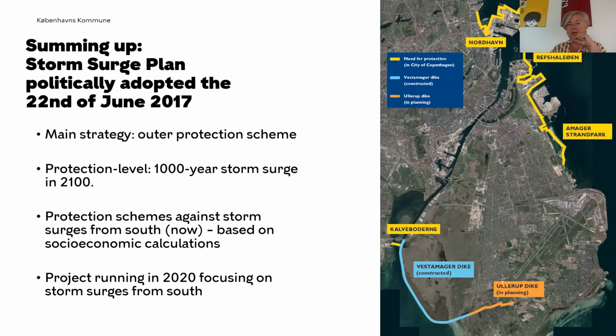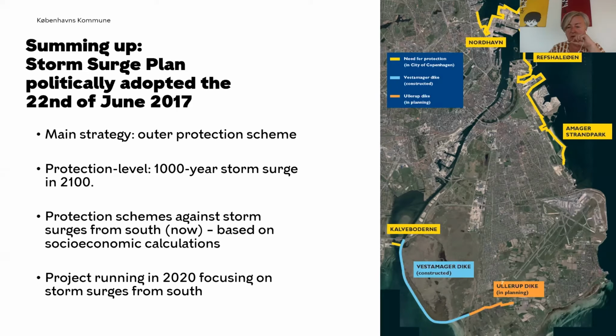And in that respect, I'm not comparing us to Venice, but we also have a lot of historical value in the city center, and having access to the harbor has always been really important. So closing that off by working on an internal scale would be really not what we wanted. That's why we selected to have an outer protection scheme in the city. The protection level that we're looking for is a 1,000-year storm surge in 2100.